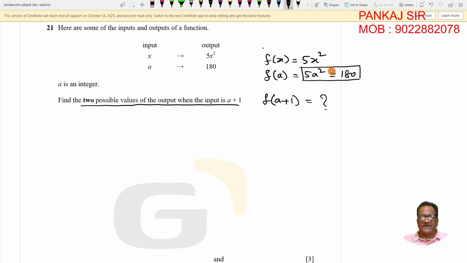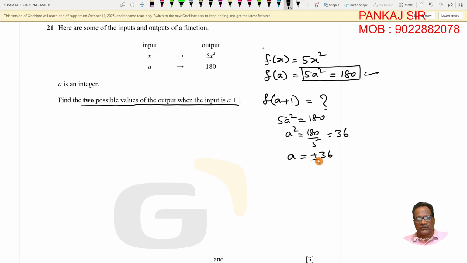Right? So first let me find out the value of a from this. Okay. So 5a square is equal to 180. So a square will be equal to 180 divided by 5, which is equal to 36. So a will be equal to plus or minus the root of 36. So a will be equal to plus or minus 6. So I am getting the value of a as either plus 6 or minus 6. Okay, that is done. Now I will go into this. f of a plus 1 should be what if the a values are plus 6 and minus 6.